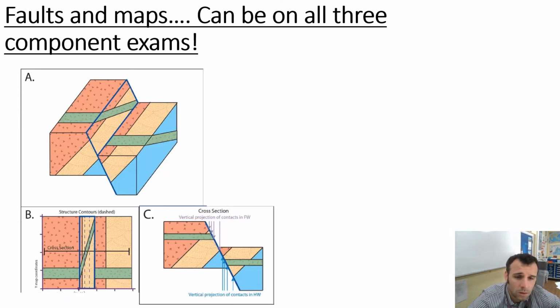So as you can see at the top, these components can be on all three of your exams. They might be on component 3 in the colour map section, component 1 on the simplified geological map, or they might be in the form of a box diagram like these here, where you might have to complete a sequence. So A is a box diagram showing three-dimensional thinking. B is your view from above, so that's your map view, and then C is your cross-section there.